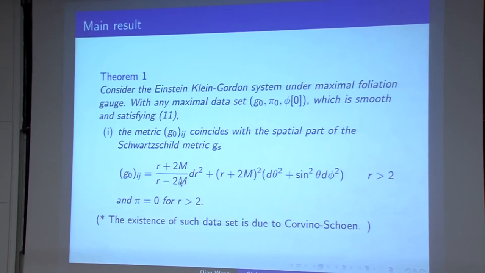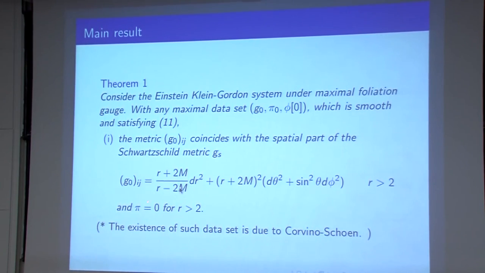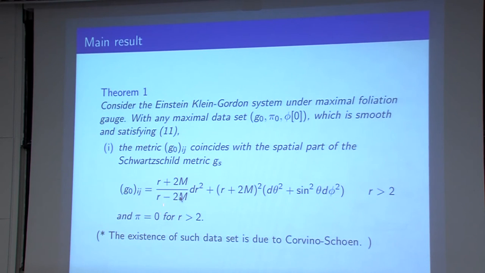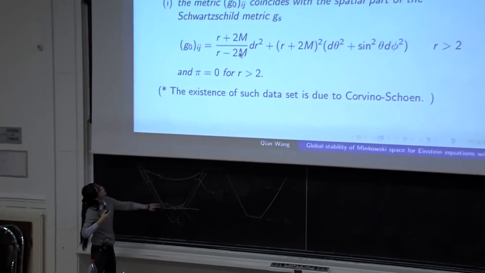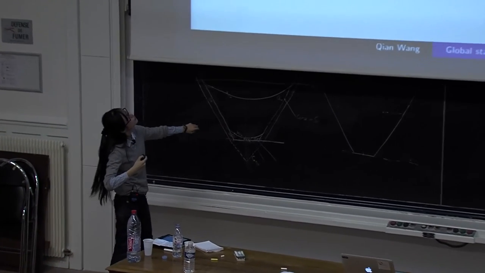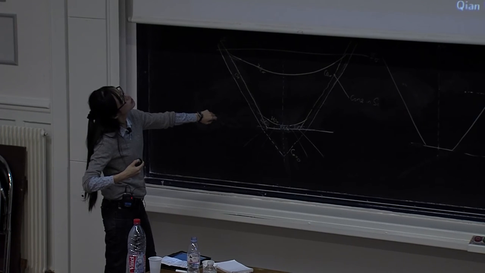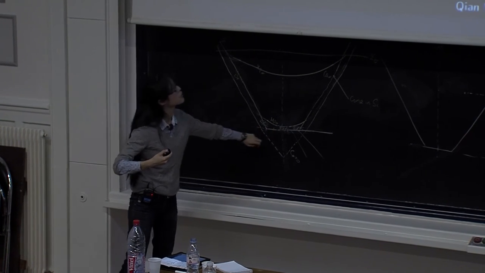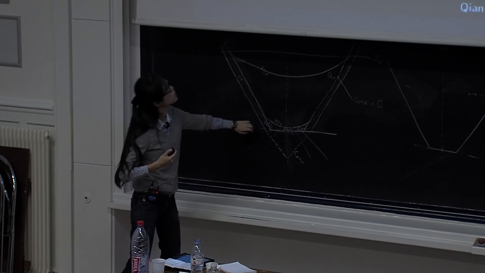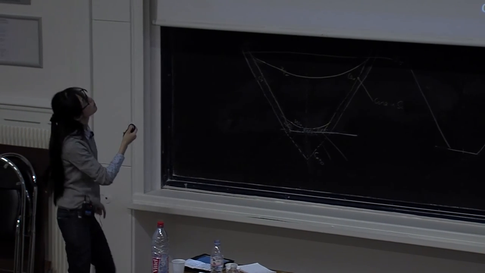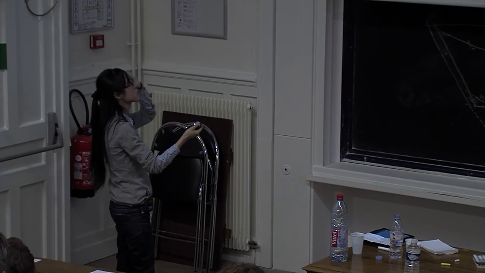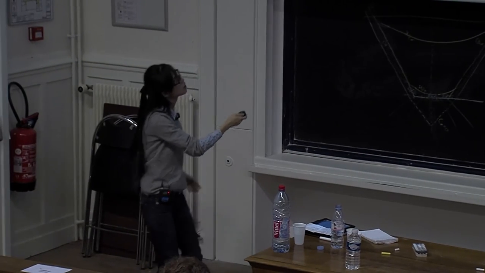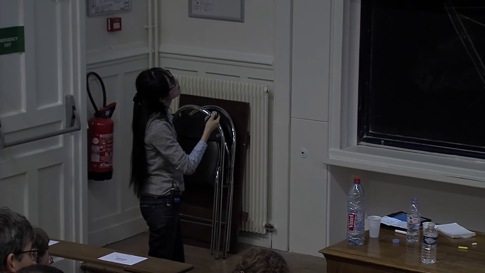And for this part, we are taking the framework of the setup of the data from Lindblad-Rodnianski. We are still considering, there is certainly a reason that we can only consider such a thing. The initial data set is g0, pi0, phi, because phi has to be, so far technically we can only do compact support. So we prescribe Klein-Gordon in the radius less than or equal to 1, and outside of radius 2, the spatial metric g0_ij has to coincide with the spatial part of the Schwarzschild metric, and we require pi equals 0 for r greater than 2. We also prescribe the lapse.